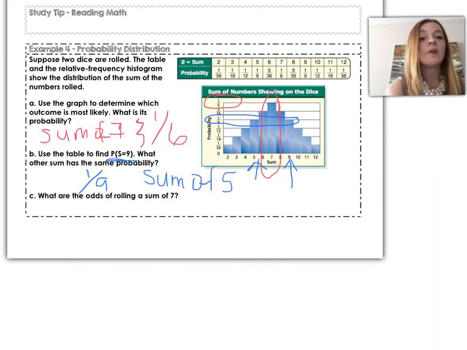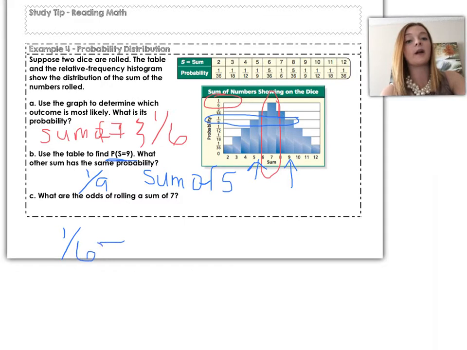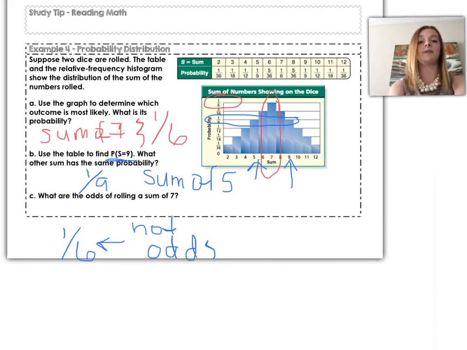Lastly, it says what are the odds of rolling a sum of 7? Now notice that 1/6 was not the odds, okay? Let me write that out, not the odds, okay? And recognize the fact that we have a ratio of the number of successes to the number of failures, okay? So in this scenario here, the number of successes that occur is 1, okay?